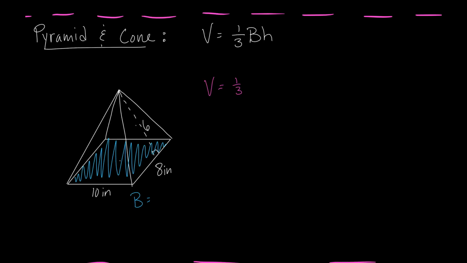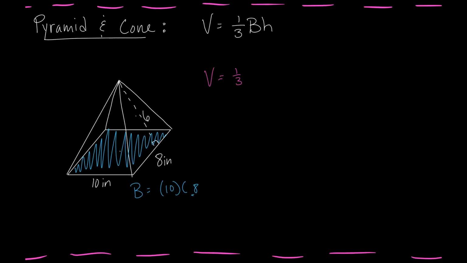8 times 10. Base times height, length times width, 10 times 8, which is 80. So here we put 80. Now, what is the height of this shape? Well, we don't have that. We have to use Pythagorean. They give us the slant height instead of the height. So you can do Pythagorean theorem.